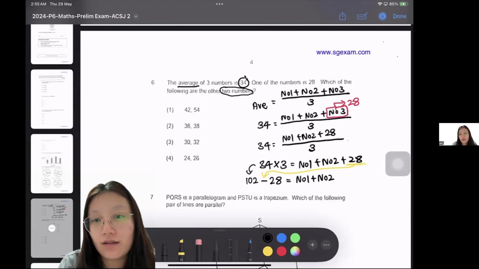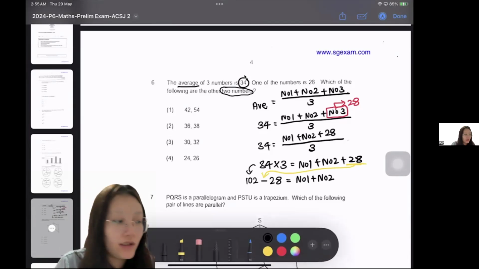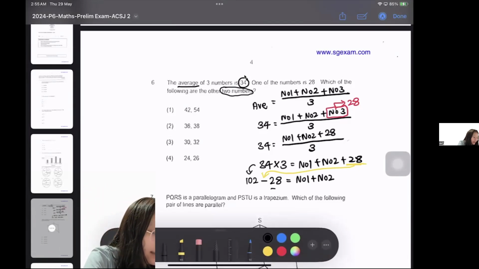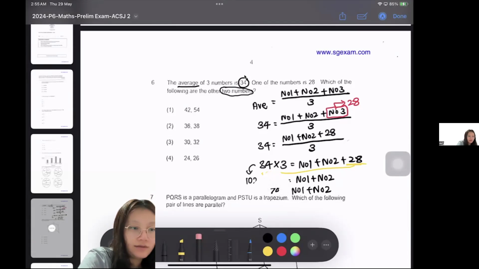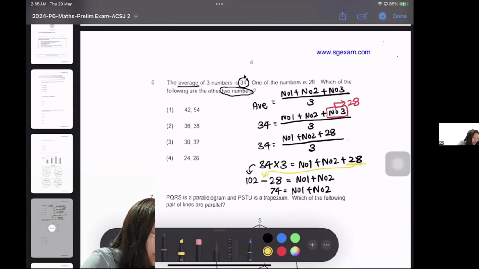We always want to isolate the one that we know and the one that we don't know so that we can find the one that we don't know. In this case, number 1 and number 2, if you take 102 minus 28 equals 74. So number 1 plus number 2 equals 74. The number 1 and number 2 is still on the same side of the equation. So number 1 plus number 2 equals 74, as you can see here.